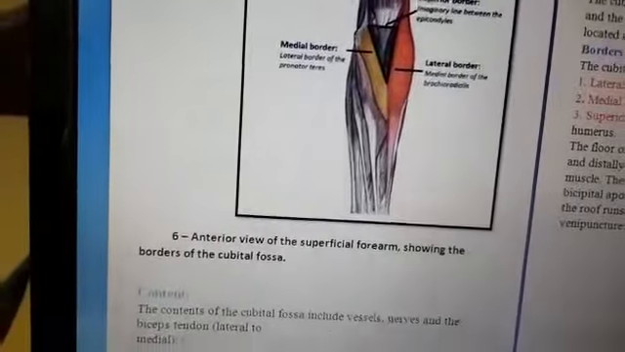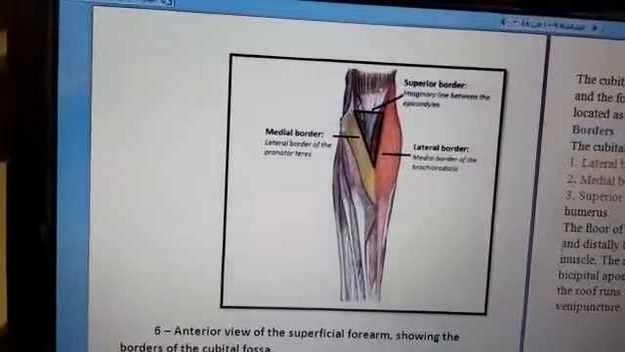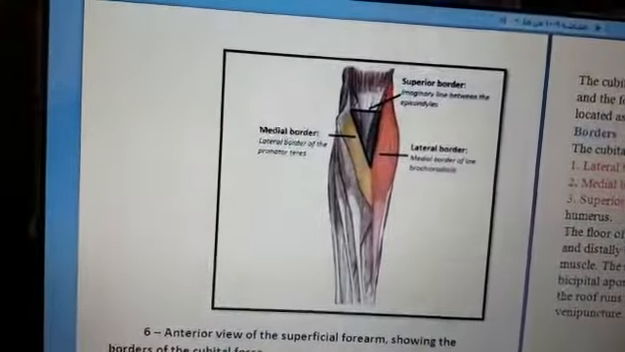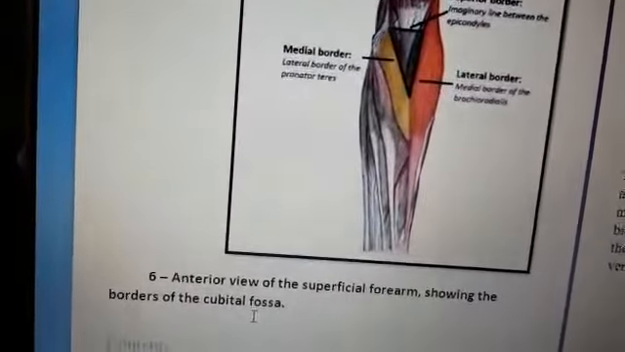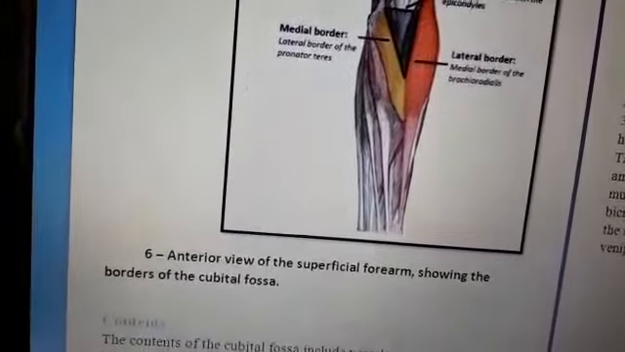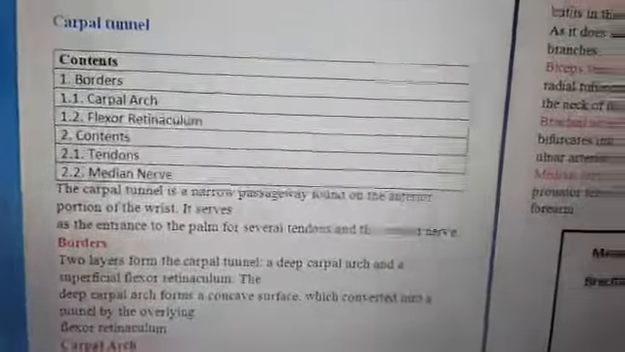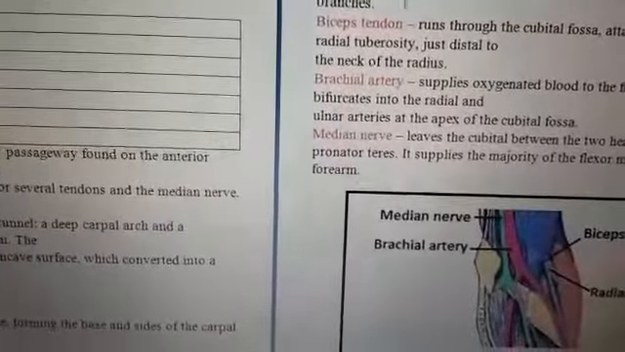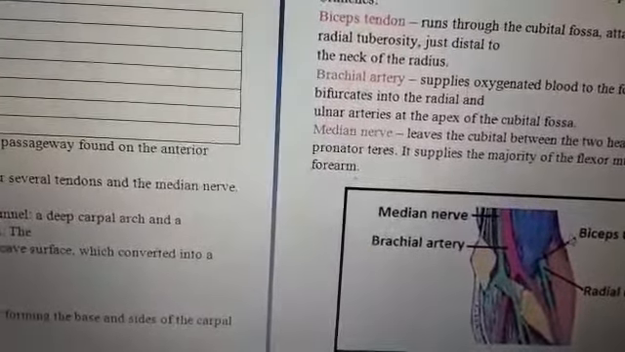The contents of the cubital fossa include the radial nerve and the biceps tendon. We will count them from the lateral to the medial. The first content of the cubital fossa is the radial nerve. This is the radial nerve.